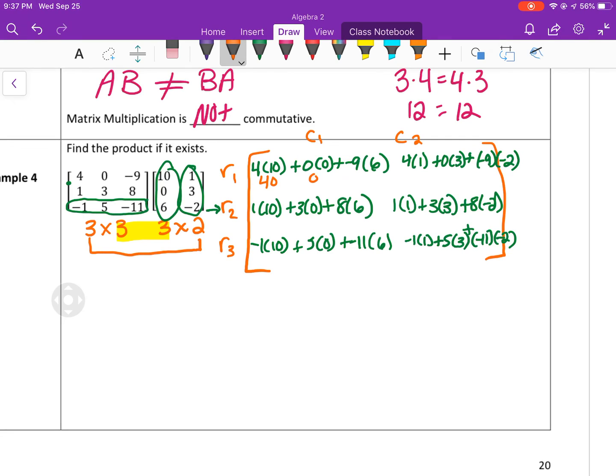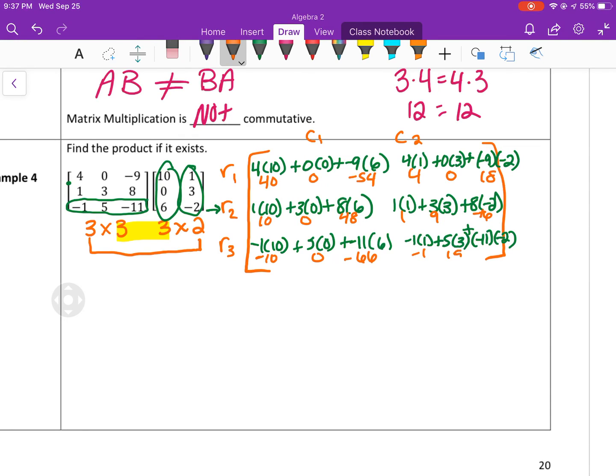So 40, 0, negative 54, 4, 0, 18, 10, 0, 48, 1, 9, negative 16, negative 10, 0, 66, negative 66.